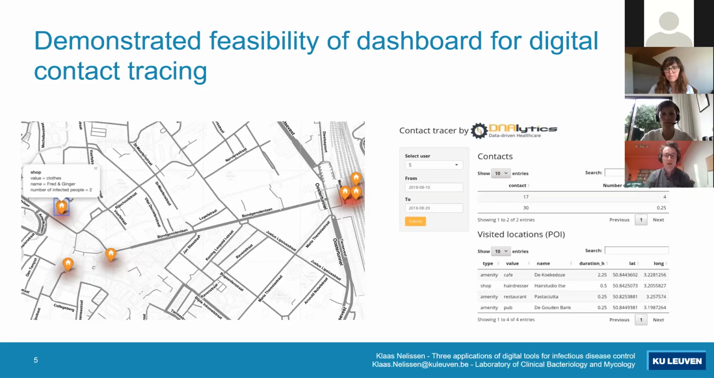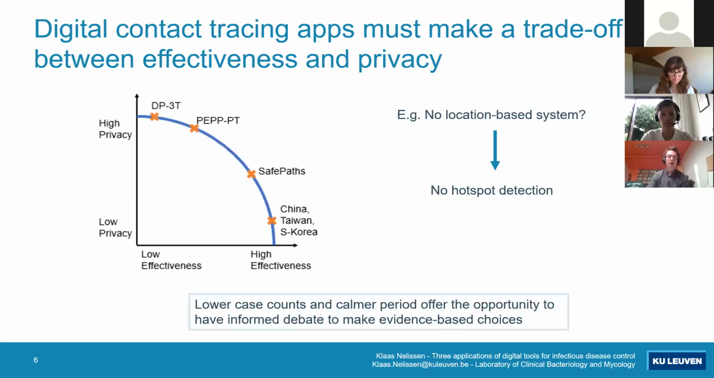In general, we should be aware that digital contact tracing tools must make a trade-off between effectiveness and privacy. For example, the system from China or South Korea is quite effective in contact tracing. However, it has very low privacy guarantees. The system being developed and implemented in many European countries, such as Denmark and Germany, is the DP3T system, which has a lot of privacy guarantees. It's Bluetooth only, decentralized, and so on. However, it might be less effective in terms of contact tracing.